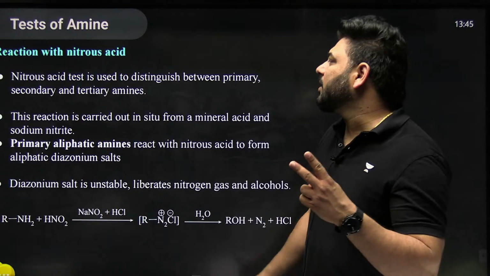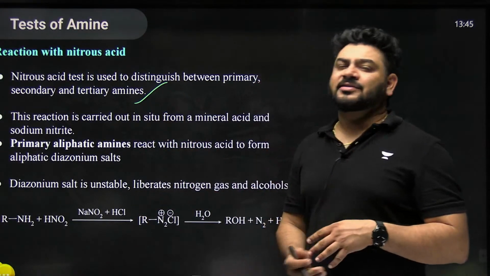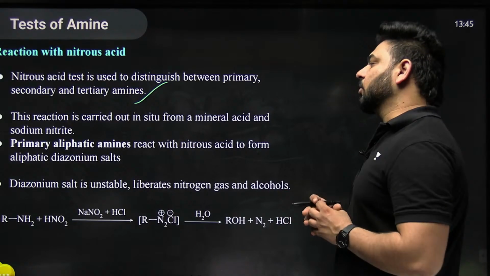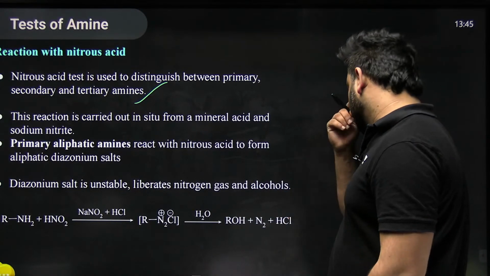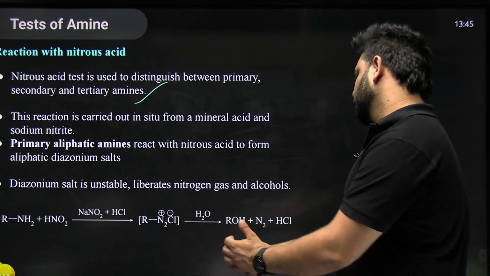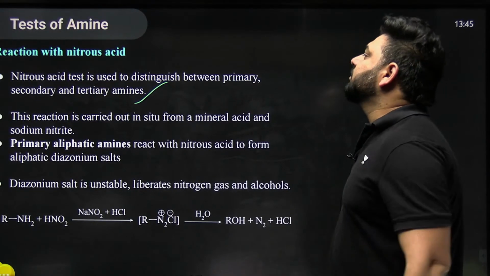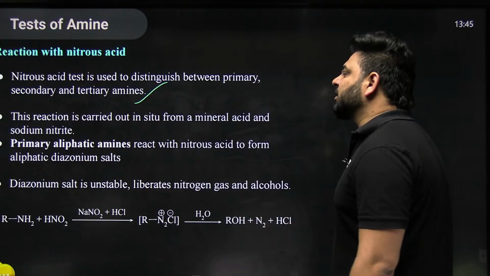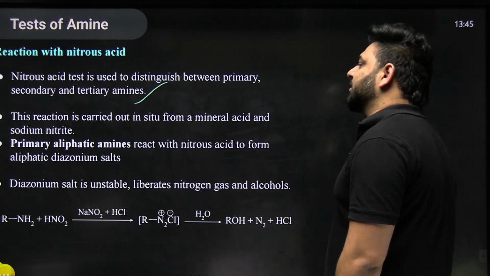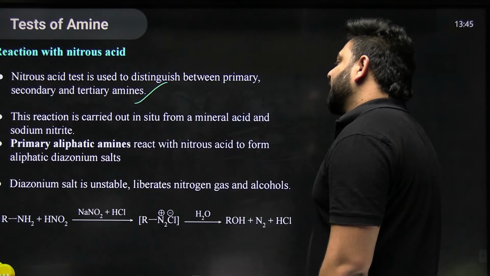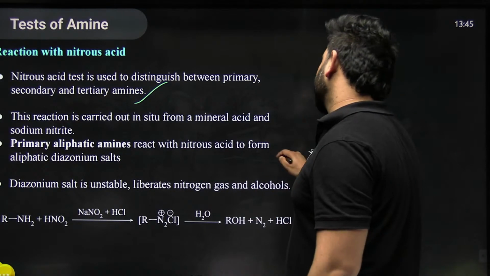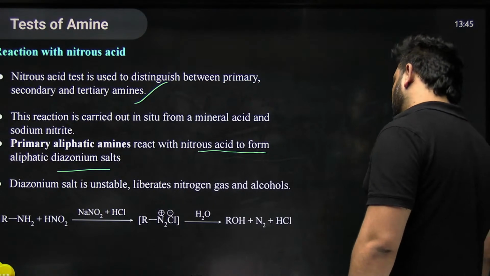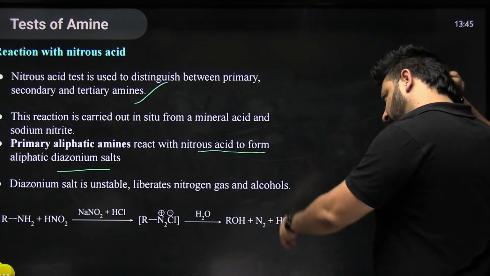Then test number 2 is the reaction with nitrous acid. Nitrous acid mostly creates the nitroso compound and nitroso positive. Nitrous acid is used to distinguish between primary, secondary, and tertiary amines. This reaction is carried out in situ, from a mineral acid and sodium nitrite. Primary aliphatic amines give this test with nitrous acid to form an aliphatic diazonium salt. The diazonium salt is unstable and liberates nitrogen gas and alcohol, like this.